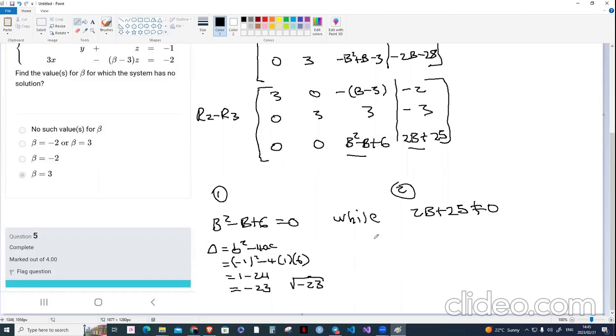And because of that, there's no such value of b. This one is the correct one. I will just have to check again if I did everything correct with the matrix, but at the moment, this is the correct answer.